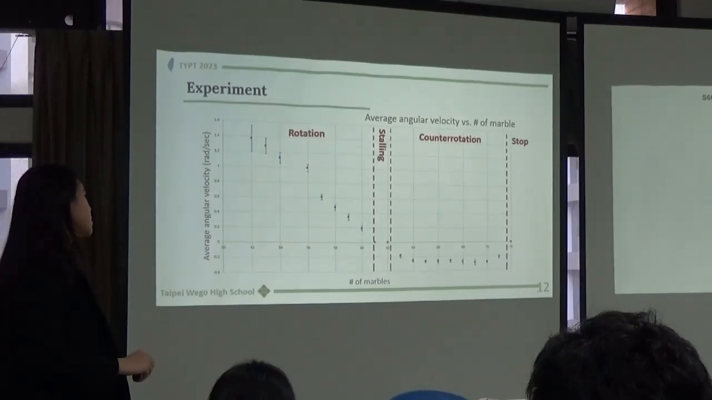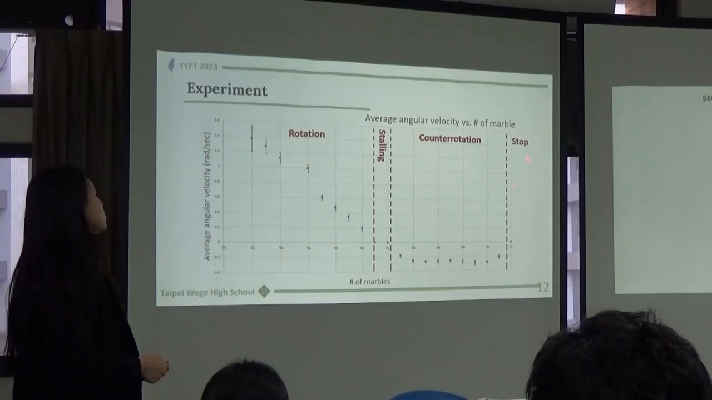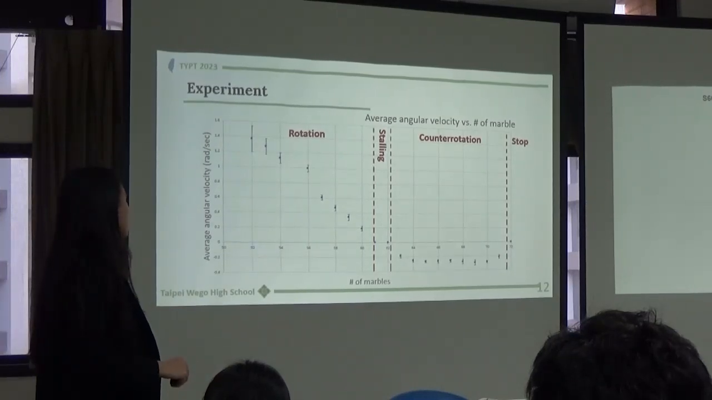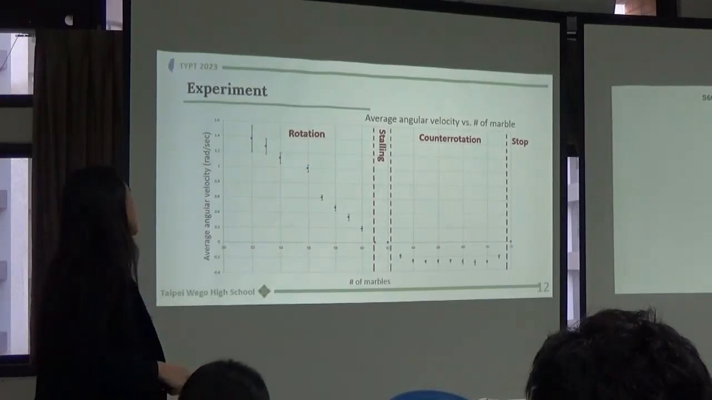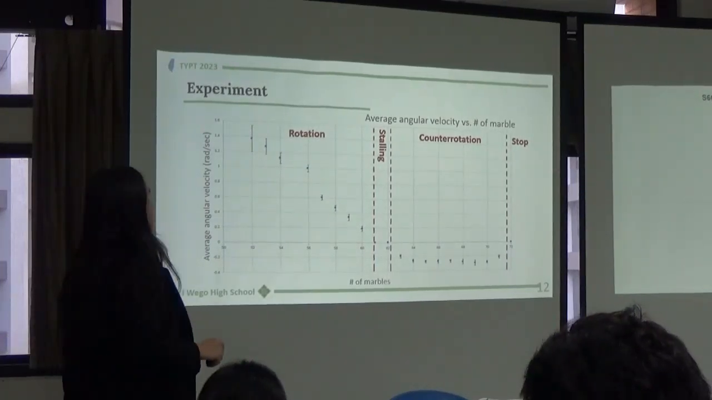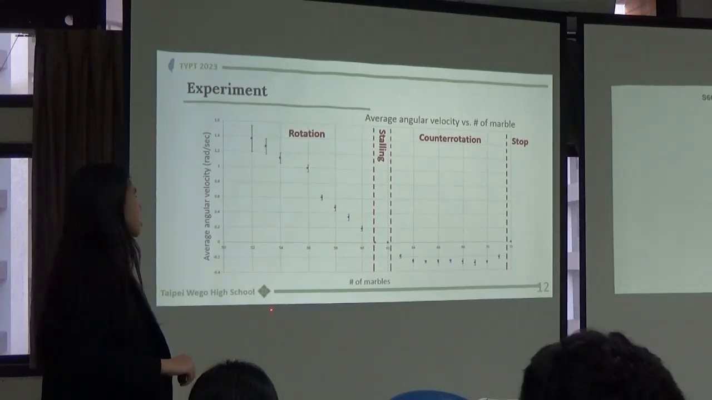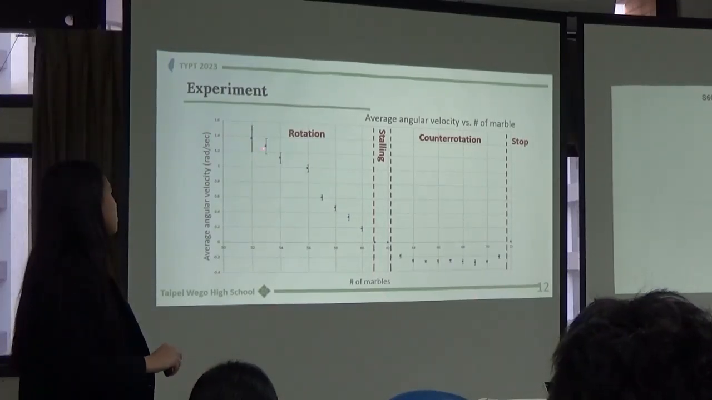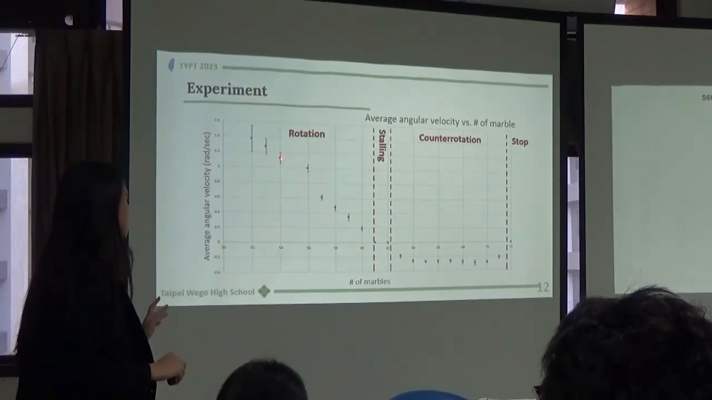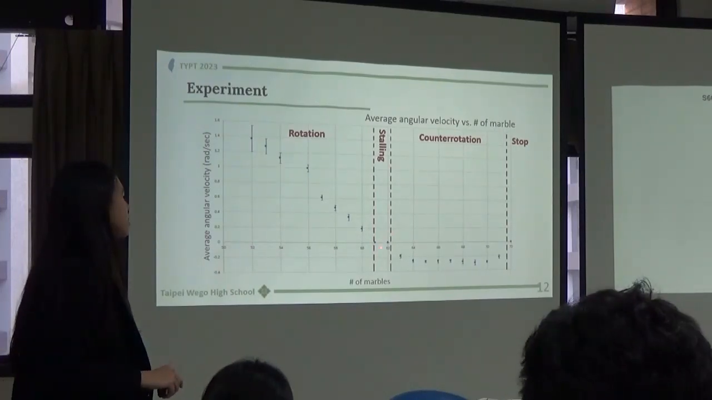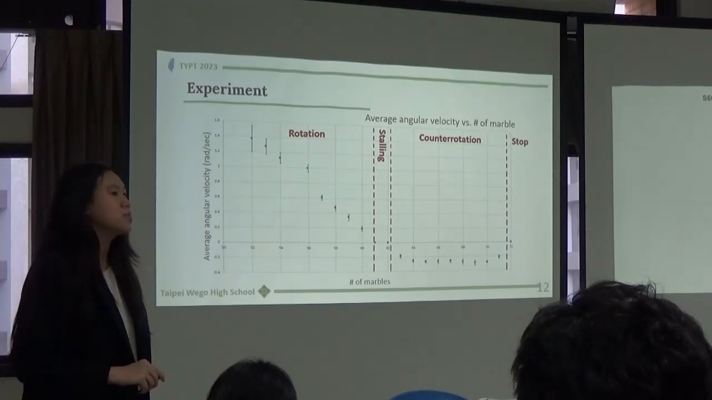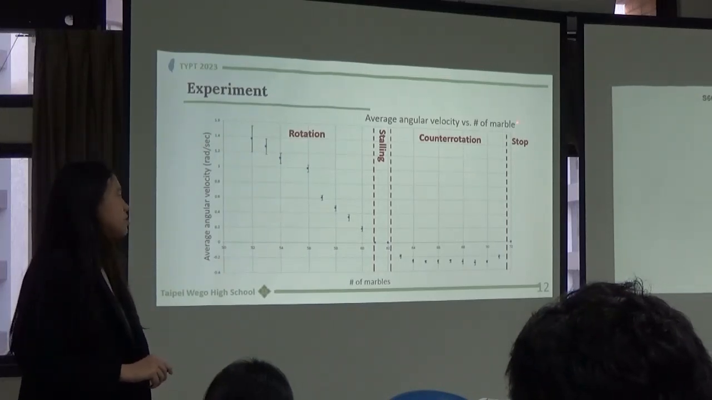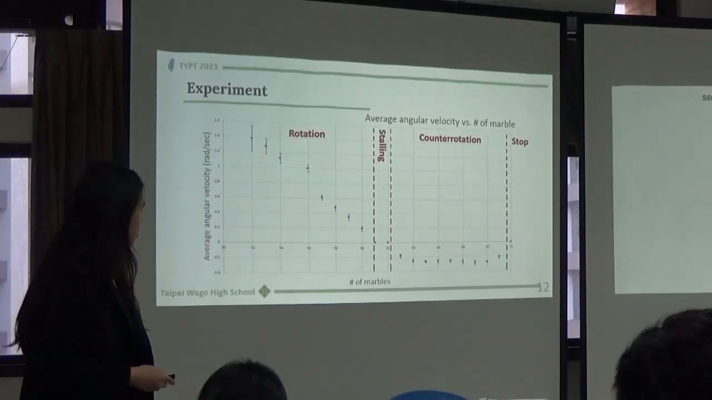So from our experiment, which we conducted 10 times, thus the error bars are there as presented, we could show that the x-axis represents the number of marbles that we added, and the y-axis represents the average angular velocity. We can conclude that as the number of marbles increases, the first motion that we will observe is rotational movement, then we will enter a brief phase of stalling, then we will enter counter-rotation, and finally, when the area proportion reaches maximum, we will reach a stop motion.